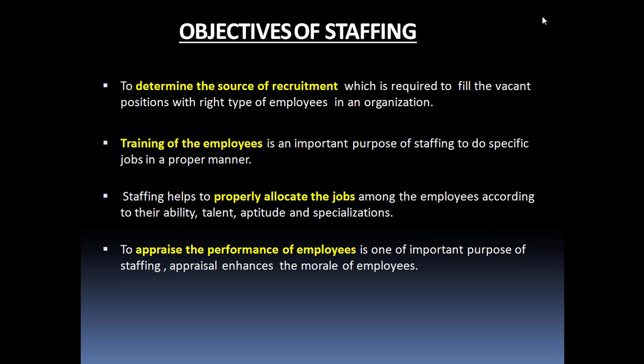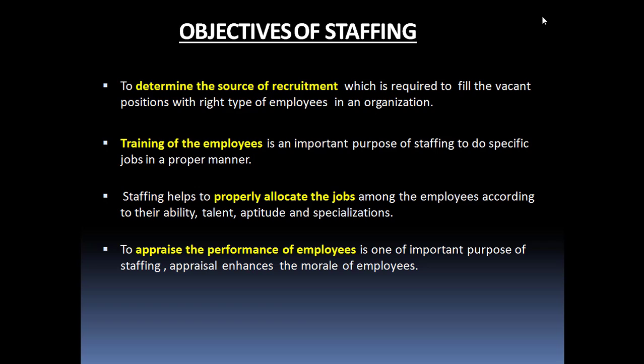So the first objective of staffing is to determine the source of recruitment. Previously I said that staffing is all about hiring the best suitable employee for the vacant position in the organization. So the basic objective of staffing is to determine the source of recruitment, that is the place from where the vacant positions will be filled with the right type of employees in the organization. The second objective is training of the employees, which is an important purpose of staffing, to do specific jobs in a proper manner. Right. Then the third is that staffing helps in proper allocation of jobs among the employees according to their ability, talent, aptitude and specialization.